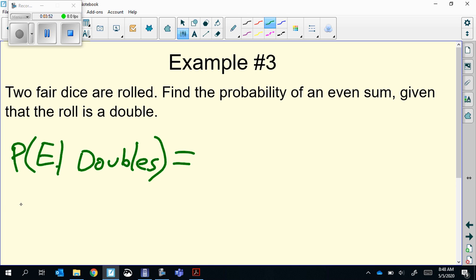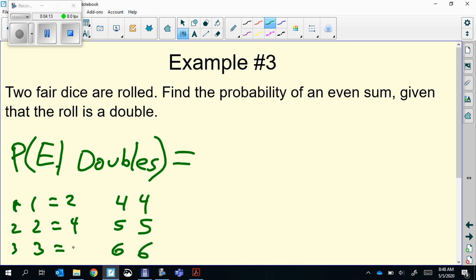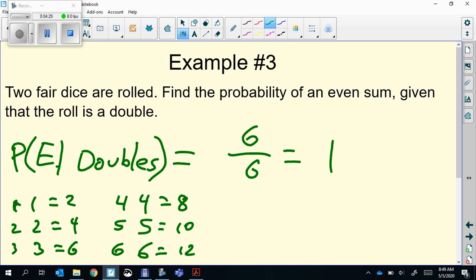So doubles would be like 1 and 1, 2 and 2, 3 and 3, 4, 4, 5, 5, and 6, 6. Those are doubles. So how many of those have an even sum? Add them up. We get 2, 4, 6, 8, 10, and 12. So all doubles have an even sum, so that's 6 out of all the doubles, which is 6. 6 out of 6 is 1, or 100%.